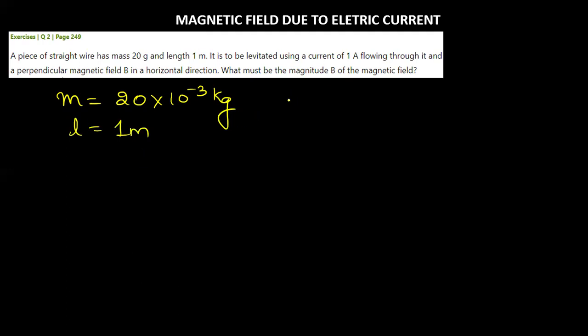Levitated means it will be in the air. It will be suspended in the air using a current of 1 ampere. I is given as 1 ampere flowing through it, and a perpendicular magnetic field B is in the horizontal direction. What should be the value of B?